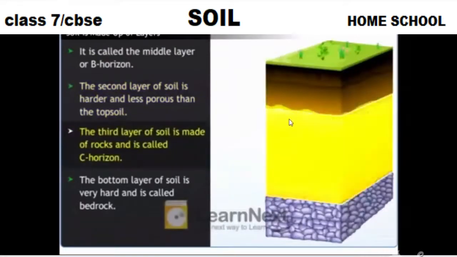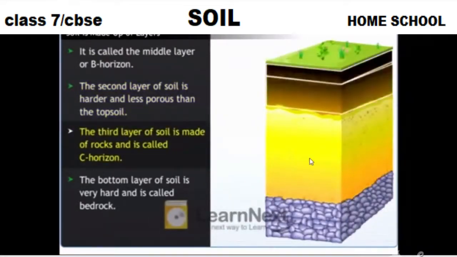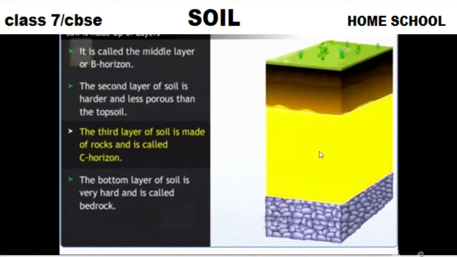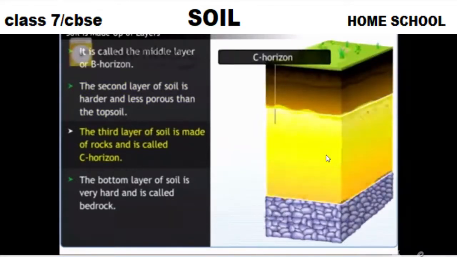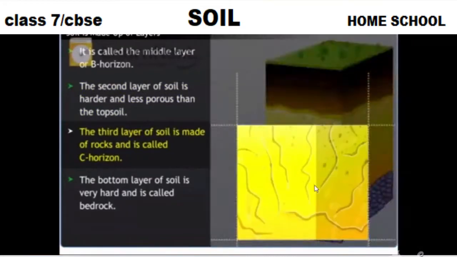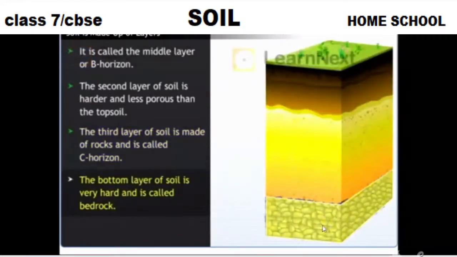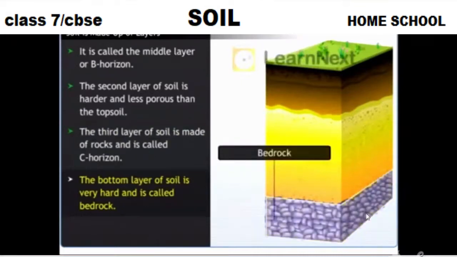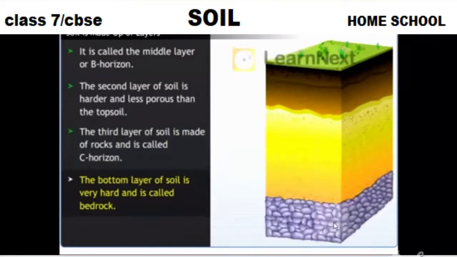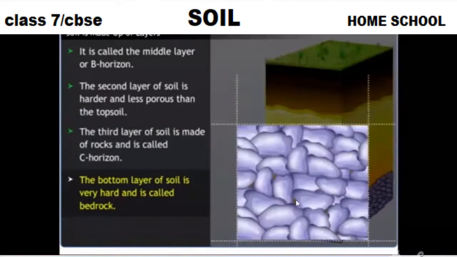And the third layer of soil is called the C horizon. Here if you observe, you will not find any humus, and upon that you will find certain cracks, right? So this layer is actually very hard. Below the C horizon, there is the bedrock. Lots of big rocks are present in the bedrock. Actually, when these rocks break, the topmost layers are formed slowly.